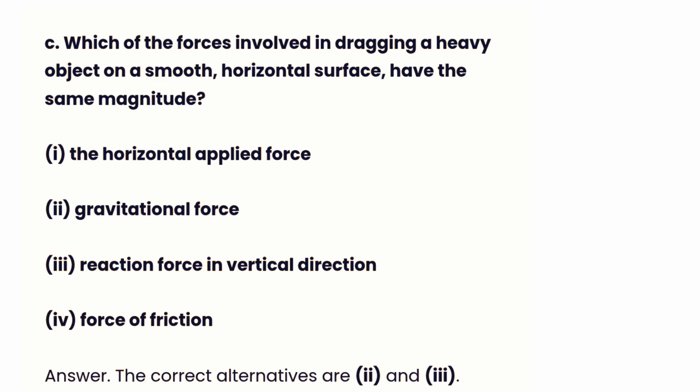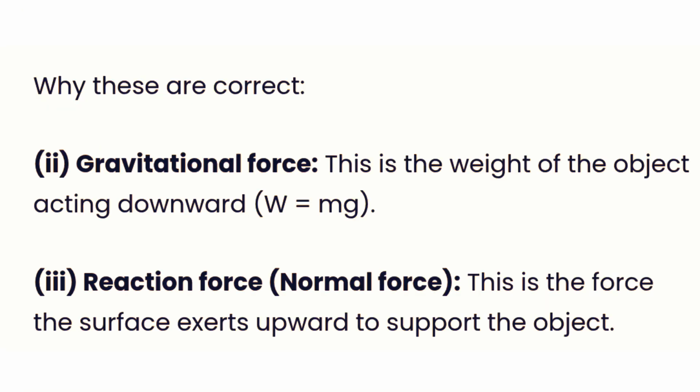C. Which of the forces involved in dragging a heavy object on a smooth horizontal surface have the same magnitude? 1. The horizontal applied force. 2. Gravitational force. 3. Reaction force in vertical direction. 4. Force of friction. Answer. The correct alternatives are 2 and 3. Why these are correct? 2. Gravitational force. This is the weight of the object acting downward, W = mg. 3. Reaction force. Normal force. This is the force the surface exerts upward to support the object.